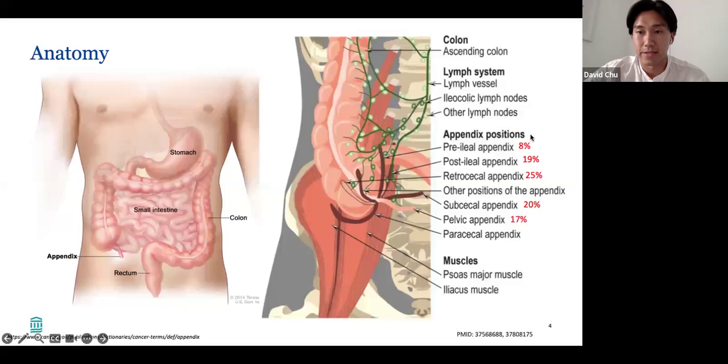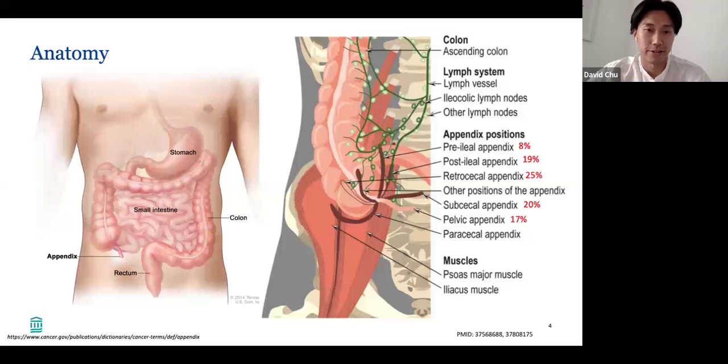Specifically, I want you guys to pay attention to the percentages here. These are rough estimates of the percentage of time that an appendix appears in each of these anatomic positions. Specifically focus on this one, retrocecal appendix. This is when the appendix actually curves behind the cecum, posterior to it. That actually occurs a lot more often than we think. Actually, the majority of the time, roughly 25% of the time, the appendix will be retrocecal, which makes it pretty much impossible to see on ultrasound through the traditional landmarks.